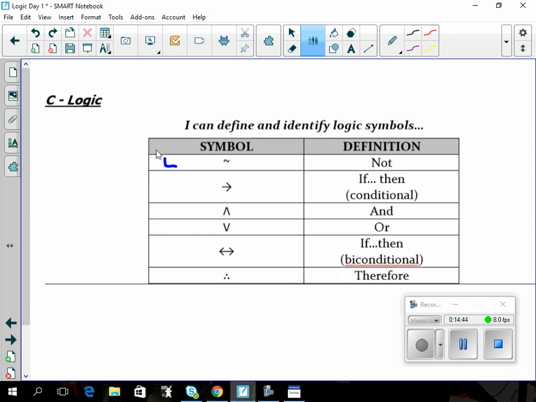V is or. And what's called a biconditional, we'll talk about what that means probably on Friday in terms of how it works, is a double-sided arrow. Okay? Therefore is these three little marks, three little triangular marks. Okay? It just means if and only if. I'm going to write that here. It means if and only if. I would write that down. That's not written on there, but that's what a biconditional means.